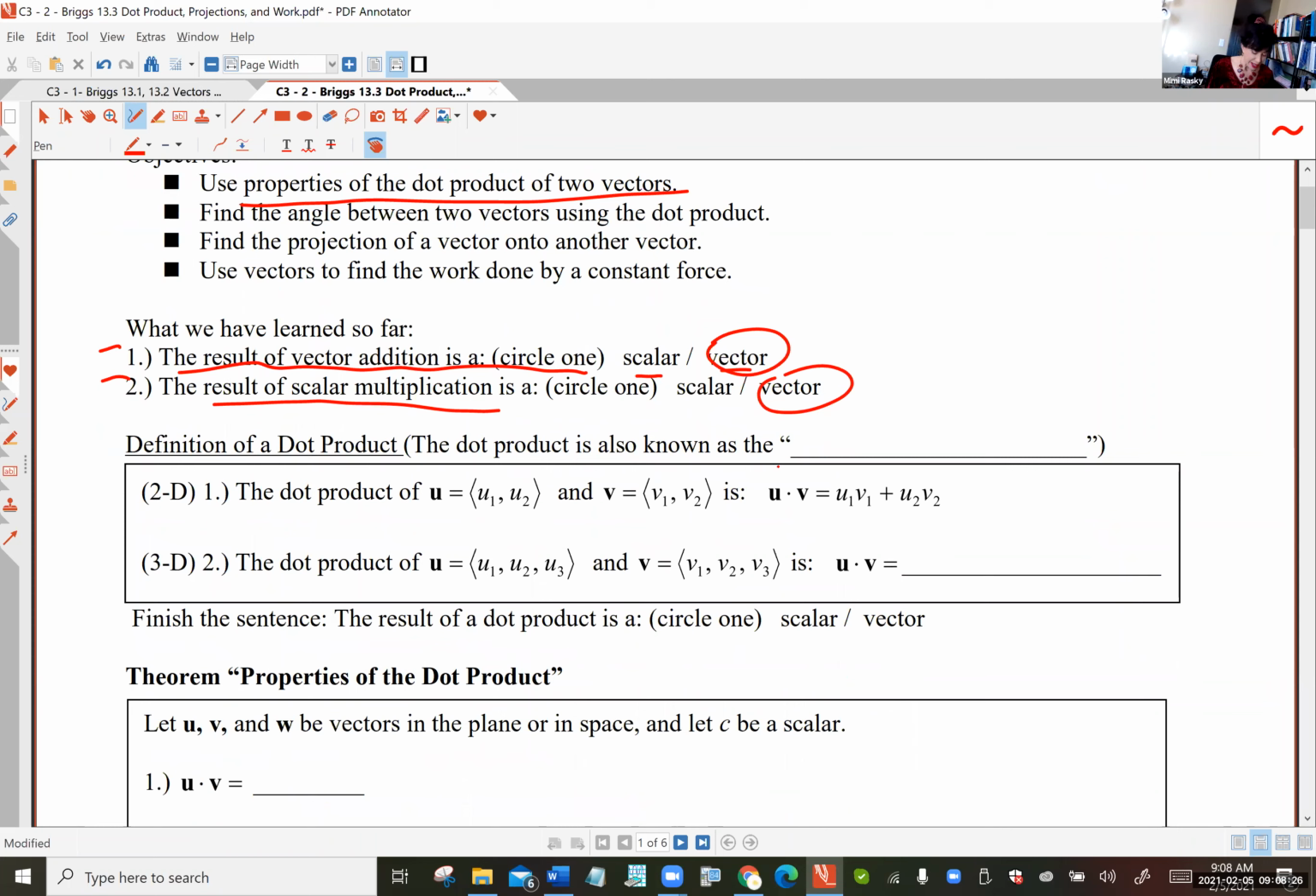Here we go. The dot product is also known as the inner product, although in this class, I'm probably never going to call it inner product, just truth be known. But I want you to be fully educated mathematical students.